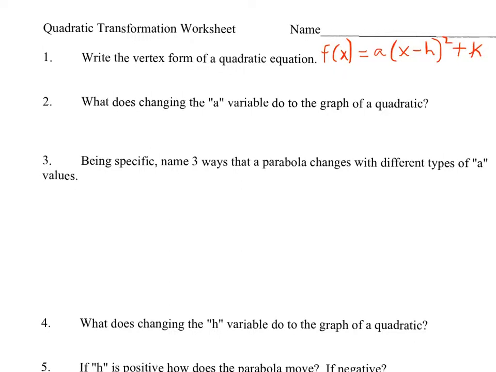In step 3 here, you have to be specific and name 3 ways, there are really 4, that a parabola will change with different types of a. What I am looking for there are the following. What if a is positive? So if a is positive, a is greater than 0, what happens? What if a is negative? a is less than 0. What happens? What if a is greater than 1? What happens to the graph? And finally, what if a is between 0 and 1? What happens to the graph?